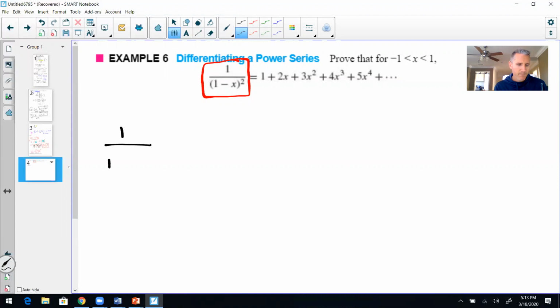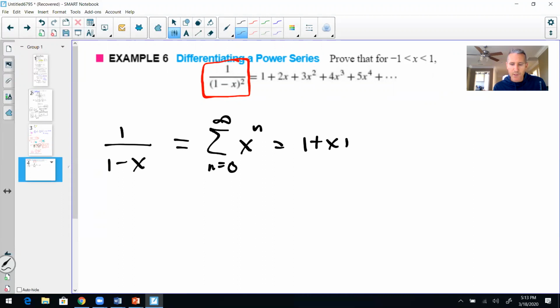What if I take this? I know that this is equal to the summation as n goes from 0 to infinity of x to the n, right? That's my initial power series. So that's 1 plus x plus x squared plus whatever. So now, what's the derivative? What if I were to take this guy and differentiate with respect to x? What would I get? Well, you tell me, right?